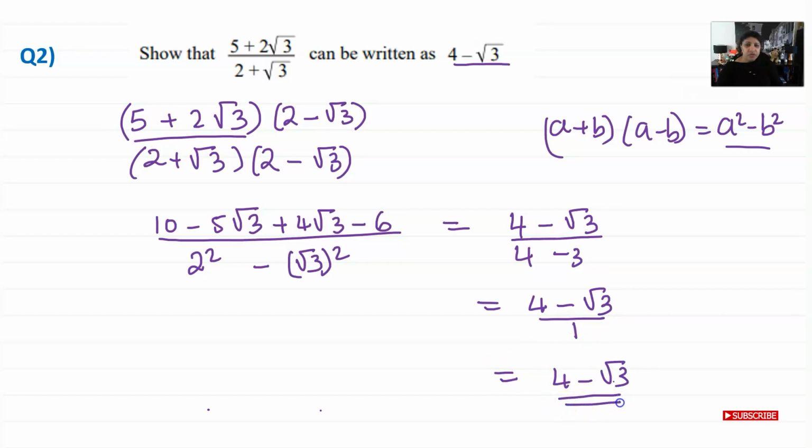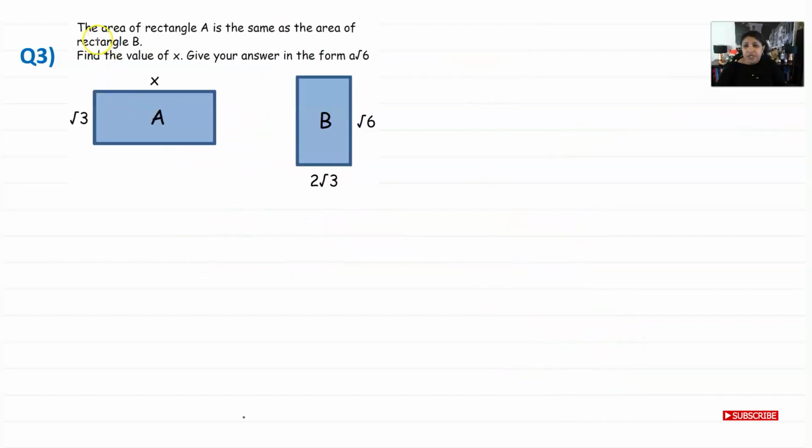So now we have shown that all this can be written as 4 take away root 3. And now for the last question, we are told the area of rectangle A, which is this one here, is the same as the area of rectangle B, which is this one here. Find the value of x, which is here. Give your answer in the form a root 6. So you just need to do it step by step.